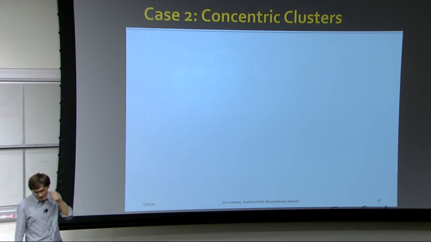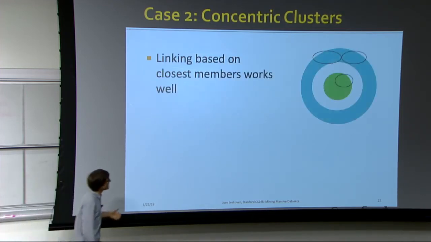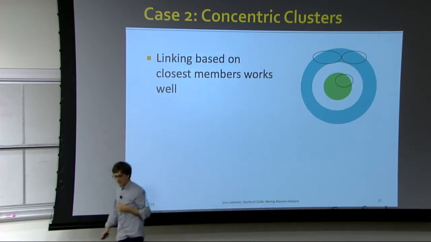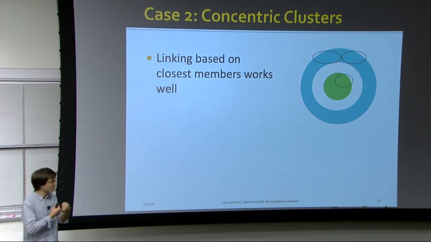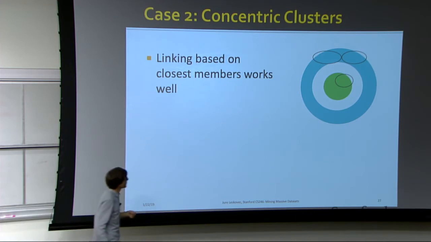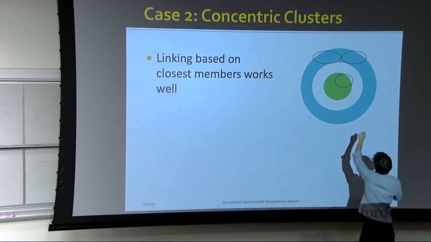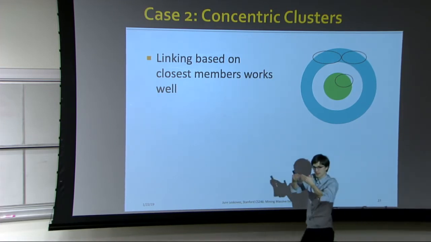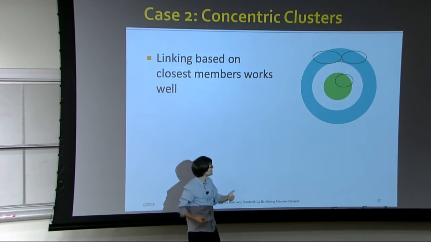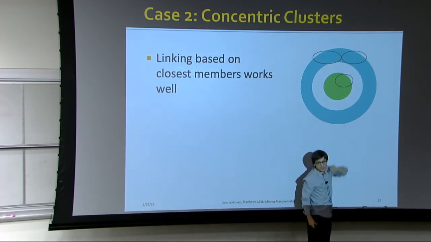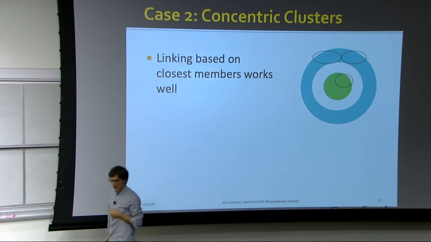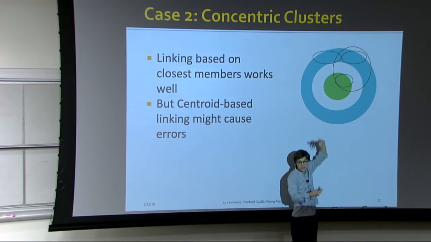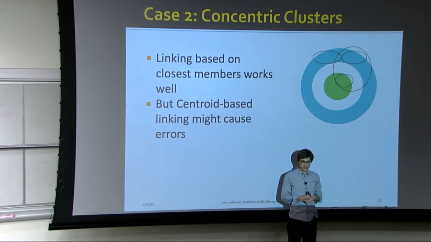But let me now give you a counter example. Imagine my data looks like this. So in this case, linking or merging based on closest members will work great. Because in this blue area, I'll be just merging these little clusters that wrap around, and the distance between the clusters is the distance between the two closest points in each cluster. So this will connect around, and it will work well. But if I would merge based on centroids, then sooner or later, I would merge the green and the blue part together, and I would lose the structure.